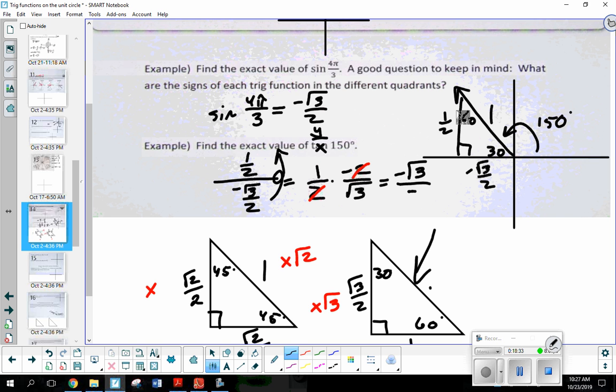Negative square root of 3 over 3. There we go. And this is something that you can check in your calculator, because on the test, I'm not going to allow decimal values. You got to give me the fractional.